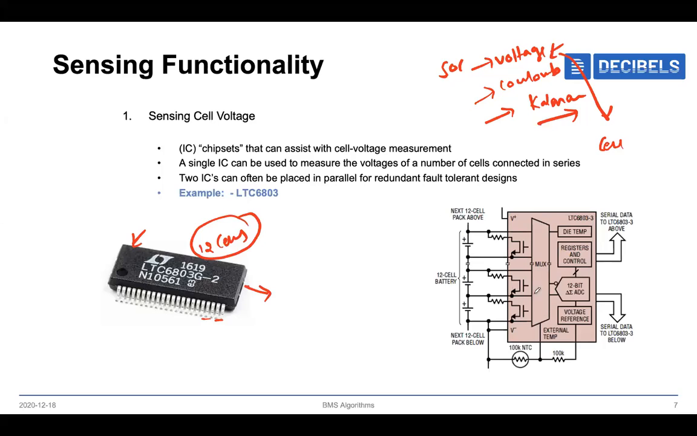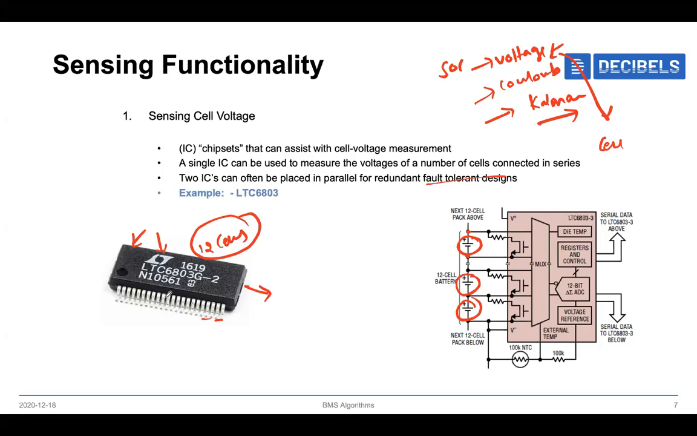This is the IC, and these are the probes, and this is a single cell, and this is another cell like this. If you feel there is a problem, and if you think the sensing of voltage is not that accurate using one single IC, what you can do is place two ICs in parallel for a fault tolerant design, to understand how the difference in voltage is coming. Basically, this is how we can measure the cell voltages.